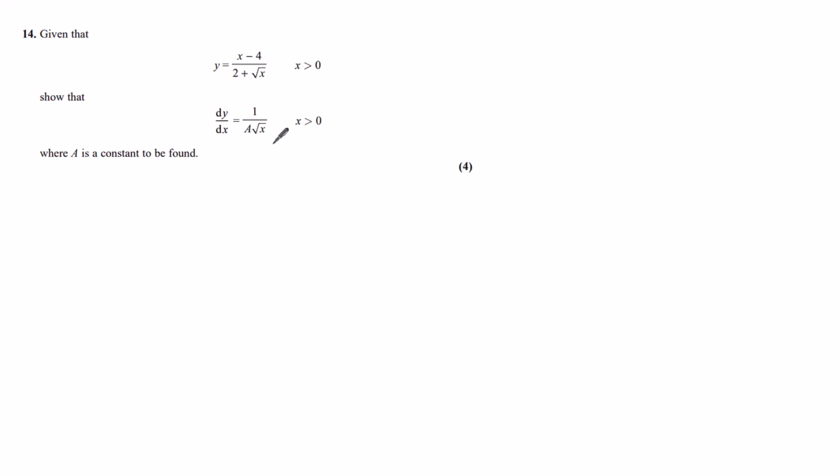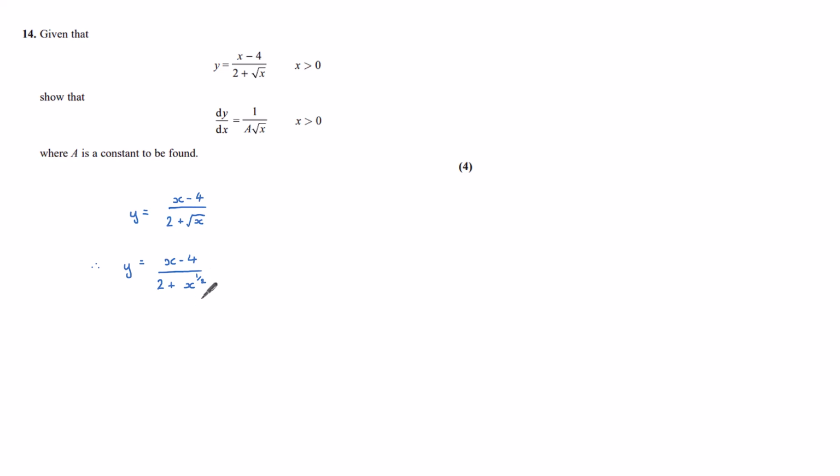Question 14. Given that y is equal to x minus 4 over 2 plus root x, x greater than 0, show that dy by dx is 1 over A root x for x greater than 0, where A is a constant to be found. Well, starting with y is equal to x minus 4 over 2 plus root x, I'm probably going to want to write this root x as a power of x. So it's the same as 2 plus x to the power of a half.